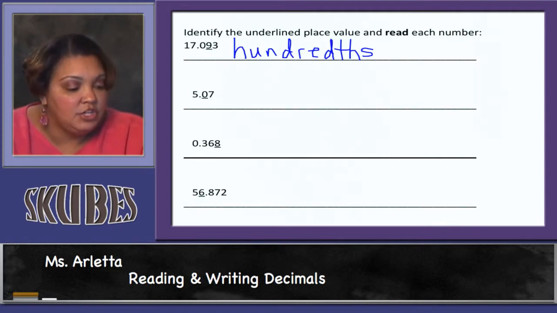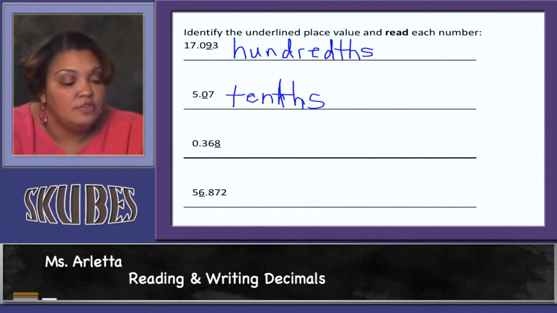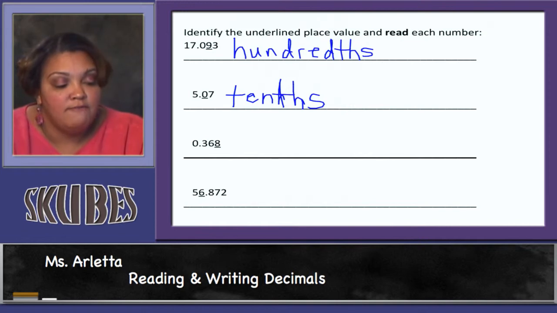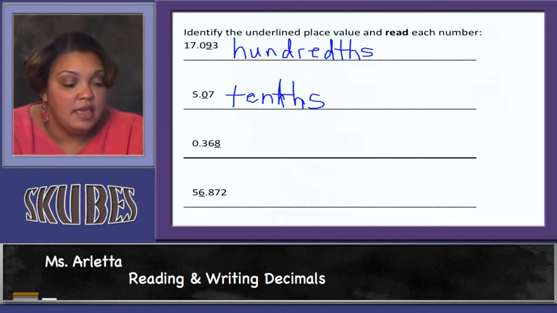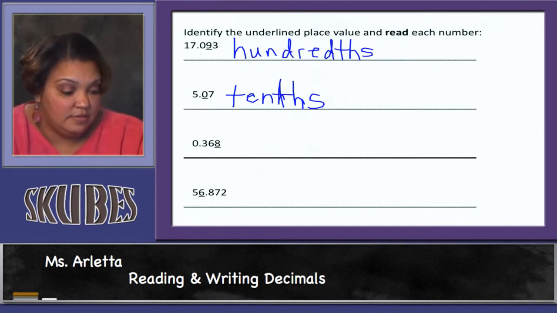The underlined digit in the next number after the decimal point is a 0, and that would be in your tenths place. So this one would be read 5 and 7 hundredths, because that 7 is in the hundredths place. Even though we identified that that 0 was in the tenths, when you're reading the number, it's always the last digit to the right in the reading process.